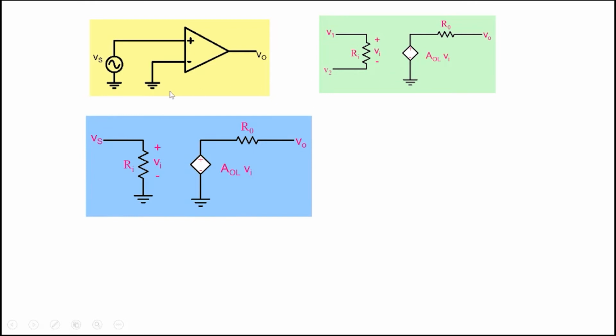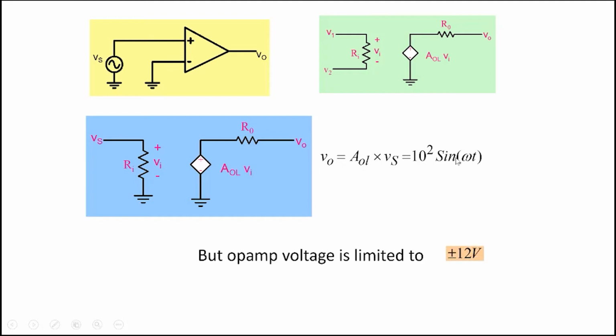All right, so this is how an op amp looks like. Let's connect it up. Let's apply Vs to the input here. V2 is ground. So V0 will be equal to AOL, the open loop gain, multiplied by Vi. And Vi, according to the circuit, is nothing but equal to Vs. So V0 will become AOL, which is 10 to the power 5, multiplied by 1 millivolt. So that becomes 10 to the power 2 sine omega t.